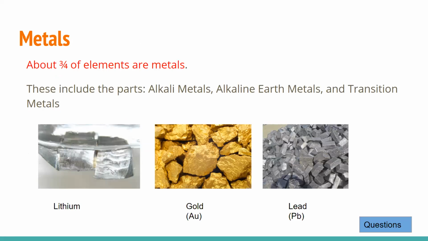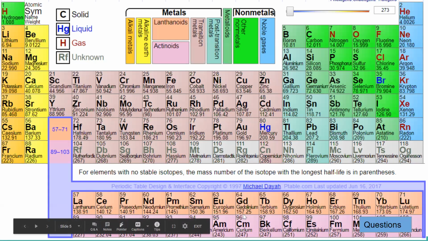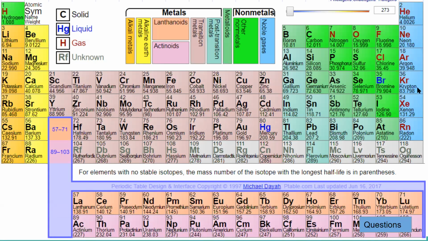Metals make up about 3/4 of all the elements. So if I have a random element in a box and I say, what is this probably? Chances are it's a metal. Now there are different kinds of metals. These include the ones listed here. But most elements are metals. We can see everything on this side, this left 2/3 or the left chunk of the periodic table, these are metals. It's only this stuff over here on this side that's a non-metal.